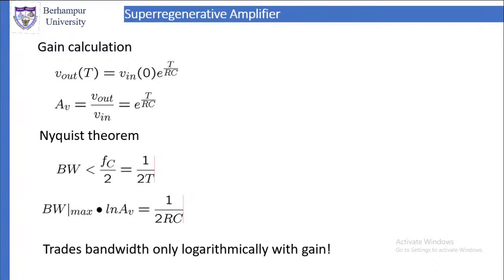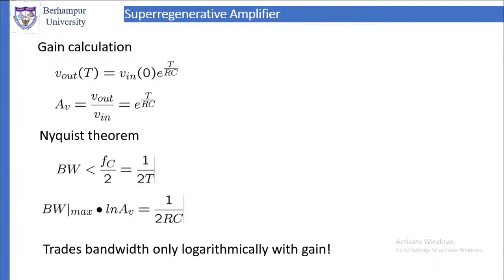So maximum bandwidth into log of AV is equal to exponential T by RC. If you take log on both sides, log natural of AV is equal to T by RC. Maximum bandwidth is 1 by 2T. So maximum bandwidth into log of AV is equal to 1 by 2T into T by RC, that is equal to 1 by 2 RC. Therefore, this shows that the bandwidth can be traded only logarithmically with gain.